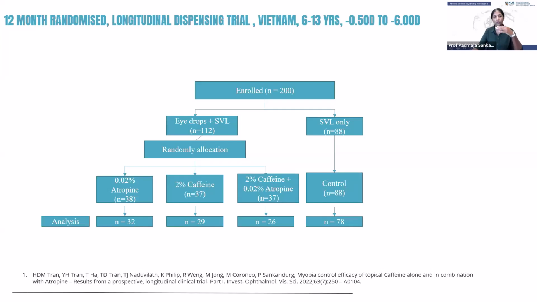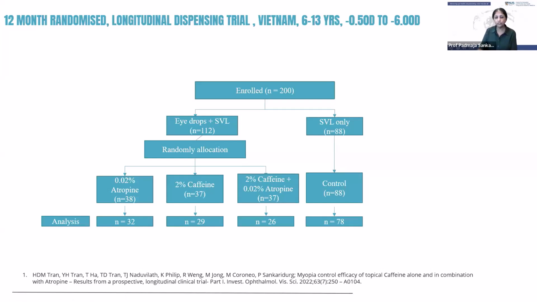With the dose where we found that there was a change with respect to axial elongation, we wanted to add caffeine to see whether it would boost the efficacy. So we had 0.02% atropine as one group. The second group was randomized to 2% caffeine. We used 2% caffeine because it was the maximum soluble in water. And then we had the third group, which is the combination group. At the same time, we had a parallel group wearing single vision lenses only, or the control group.